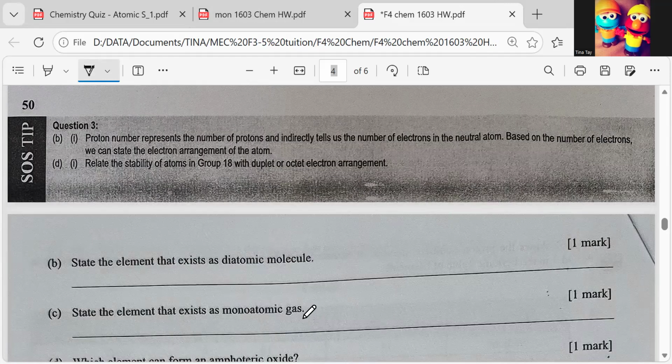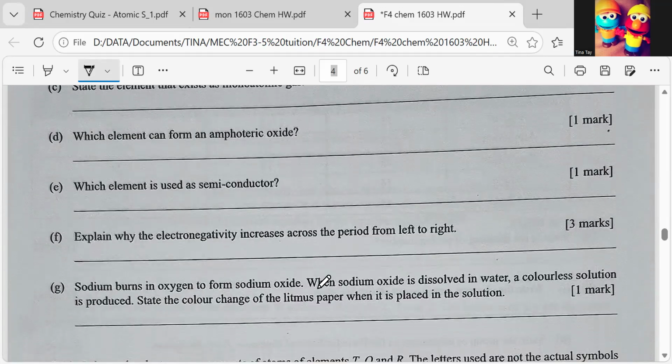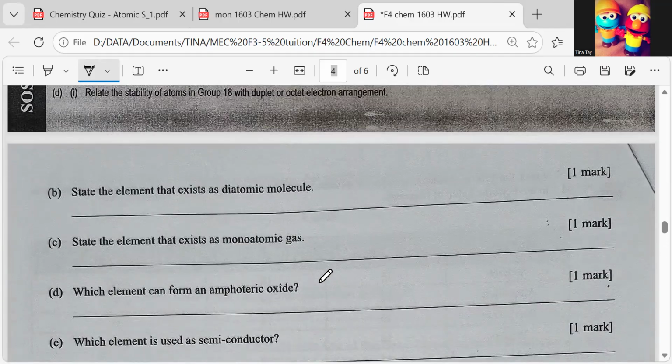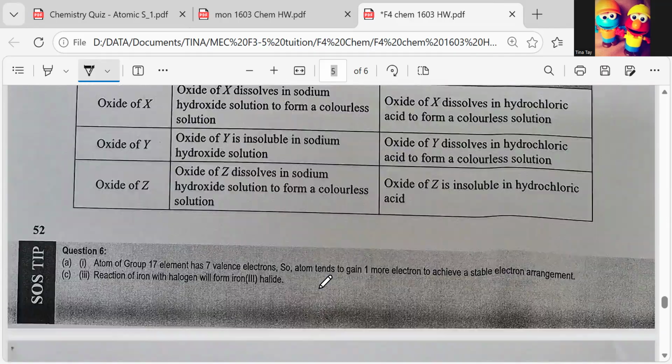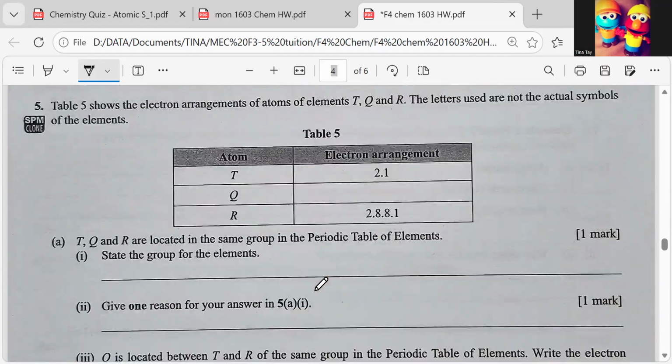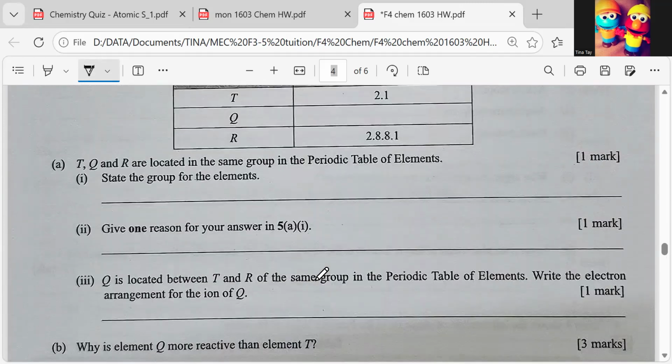All right. State the element that exists as diatomic. Who is diatomic? Okay, read the question. I give you 5 minutes. Quick, quick, quick. You must be able to answer. These are the type of exam questions that come out. Okay, can? Quickly do 4 and 5.